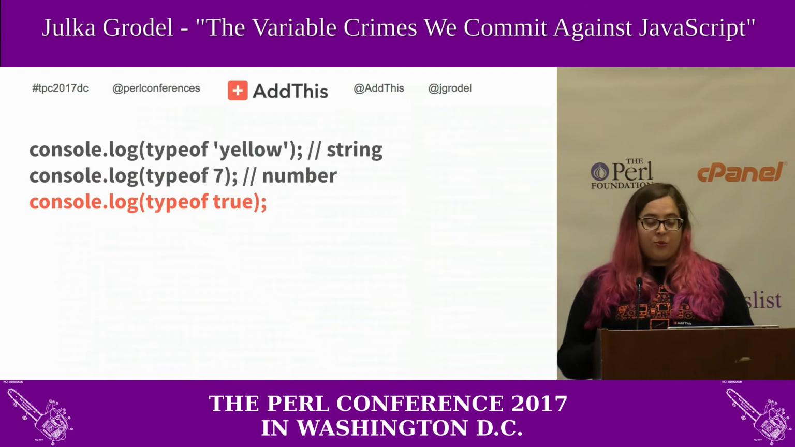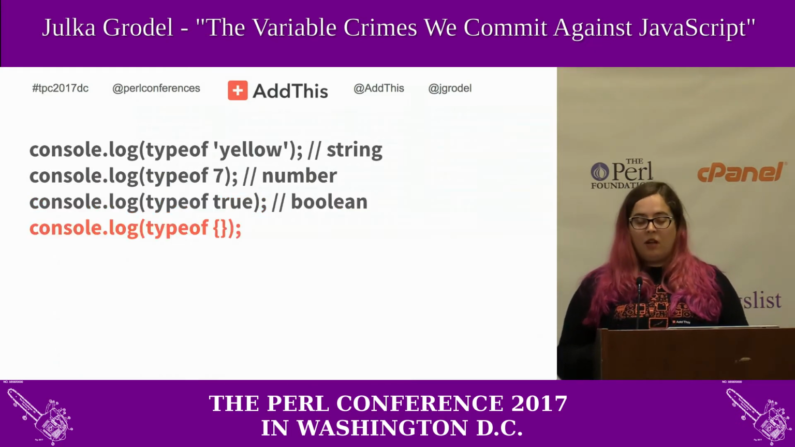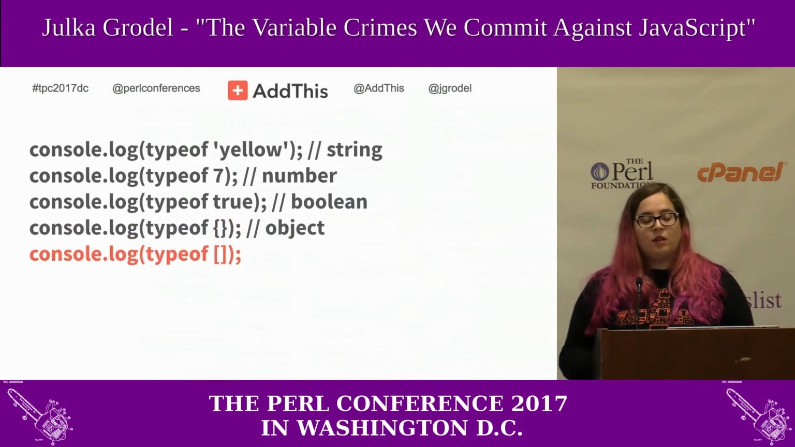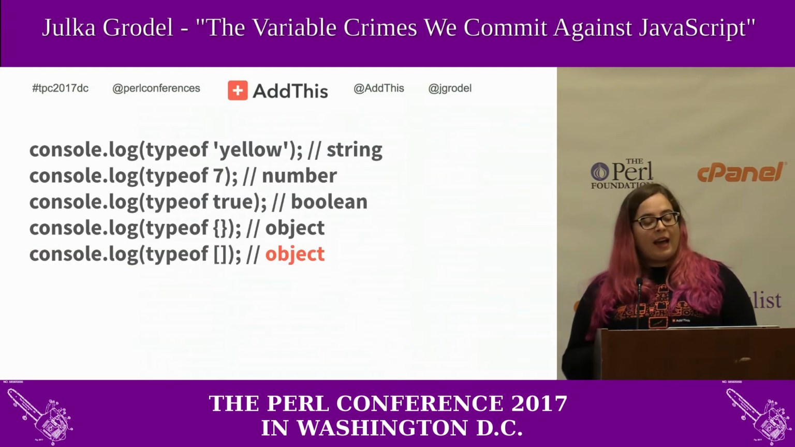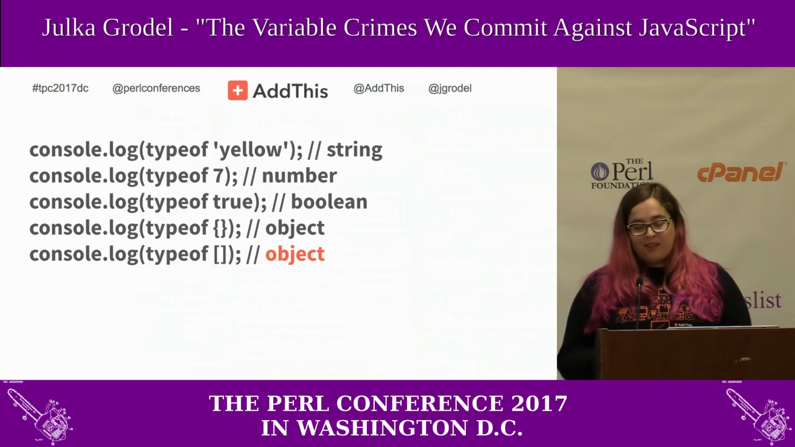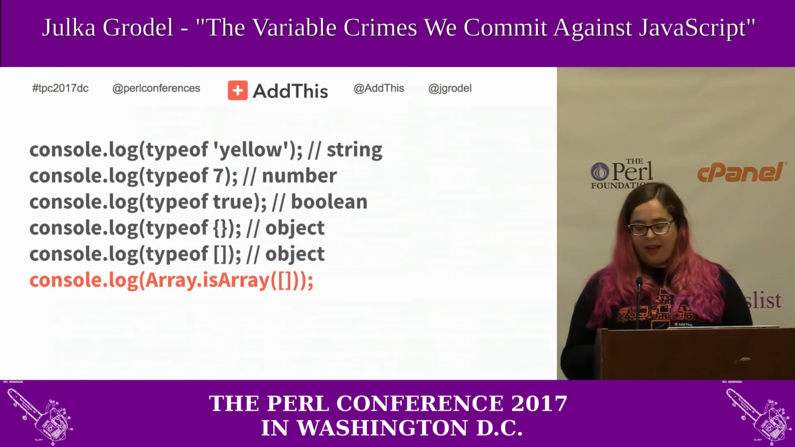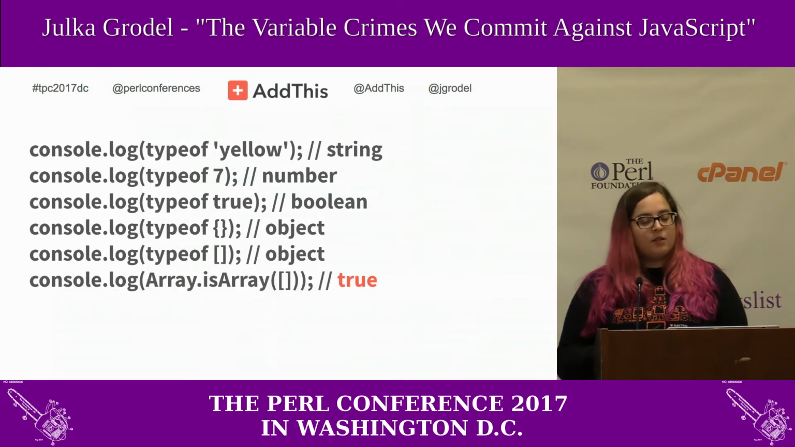We have Booleans, true and false, and the type of those is going to be Boolean. And then we have curly brackets, which are used to define objects, and square brackets, which are used to define arrays. Though if we ask for the type of an array, we'll get the answer object. If you want to know if something is an array, you ask Array.isArray about that, and it'll give you a Boolean of true or false.